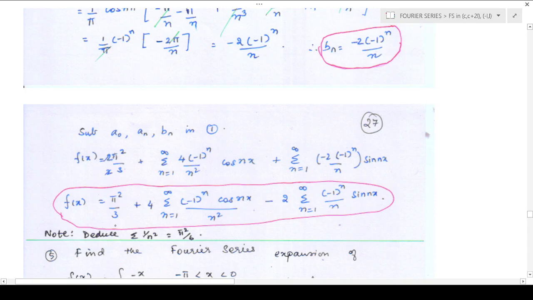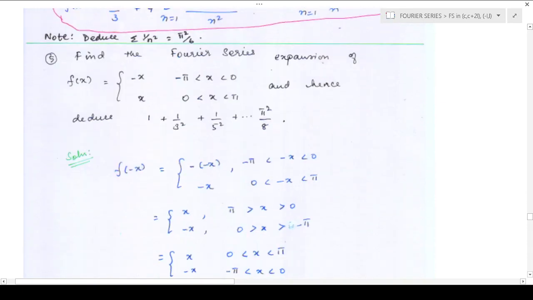Substitute in this. Even you take it as a homework also. Even you can deduce summation 1 by n square here, which is nothing but pi square by 6. That is, this should vanish. Okay, 1 by n square is there, so 1 by n should not be there. Likewise, you have to choose your x. Try to do it. Then f of x here, the split interval: f of x is minus x in minus pi to 0, and it is x from 0 to pi.